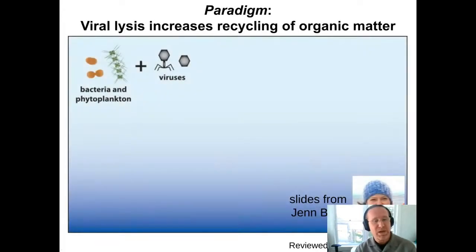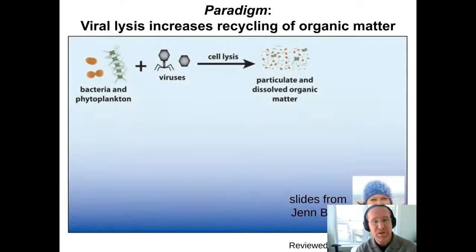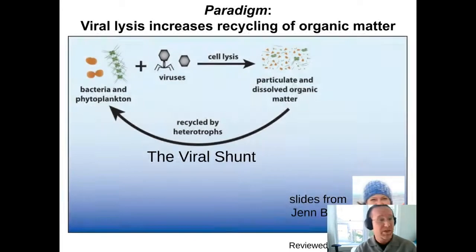The paradigm in our viral ecology is that viruses in the oceans infect bacteria and phytoplankton, and this leads to cell lysis, which can result in particulate and dissolved organic matter. It then becomes food in a very nutrient-starved surface ocean, recycled by those same bacteria and phytoplankton populations. This is called the viral shunt, and the idea is that viruses should keep carbon small and prevent carbon from sinking.